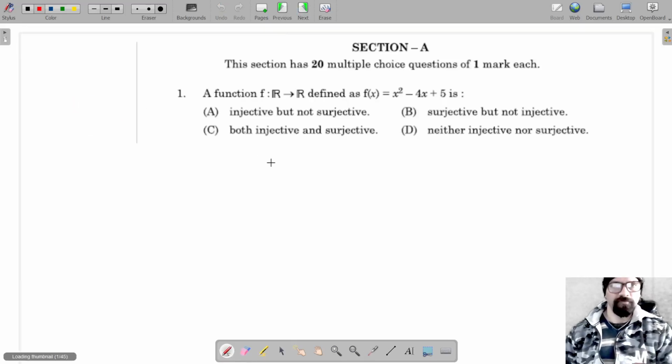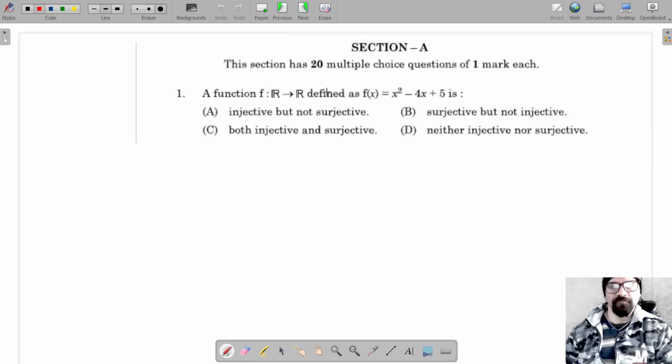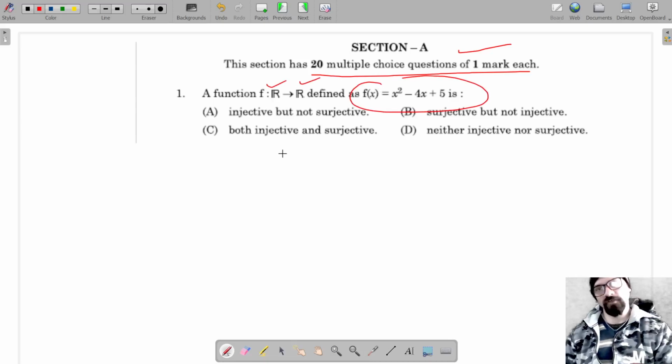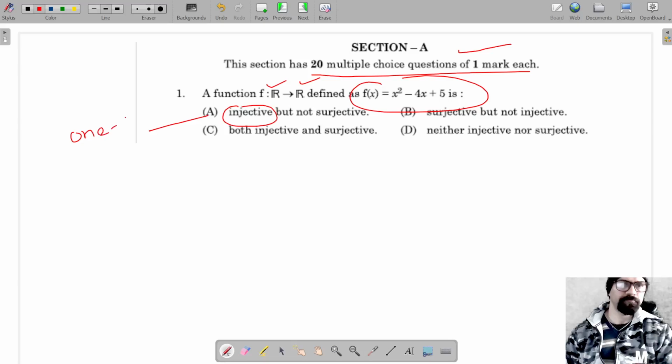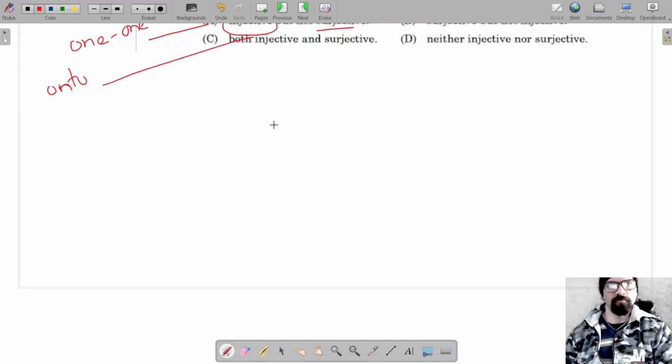So let's start with the first question, which is of section A, and this section has 20 MCQs, that is 1 markers. The function f is defined from real to real numbers, f of x is equal to x squared minus 4x plus 5, and we have to check it for injective and surjective. Injective is also called 1 1, and surjective is also called onto. So we have to check this function for 1 1 and onto.